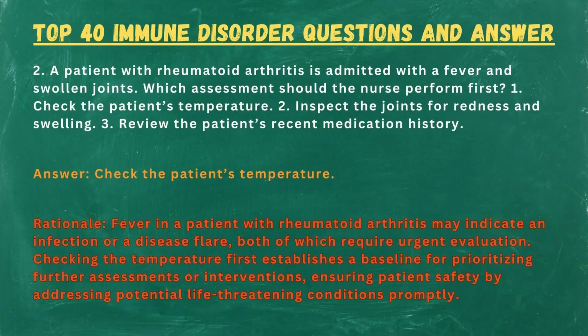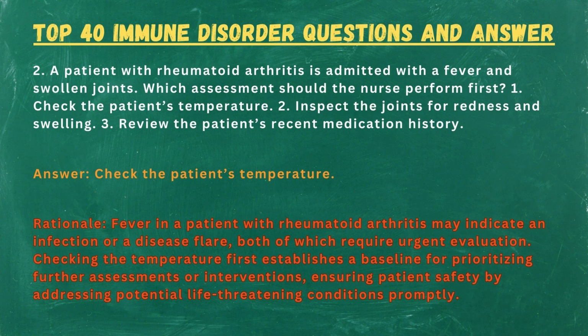2. A patient with rheumatoid arthritis is admitted with a fever and swollen joints. Which assessment should the nurse perform first? 1. Check the patient's temperature. 2. Inspect the joints for redness and swelling. 3. Review the patient's recent medication history. Answer. Check the patient's temperature.